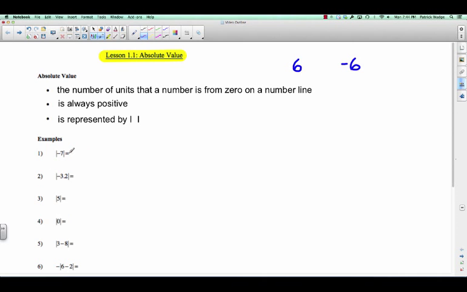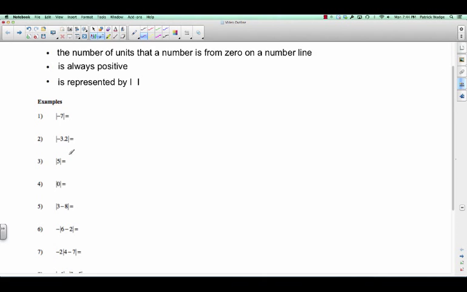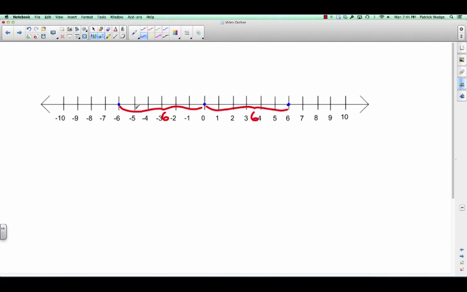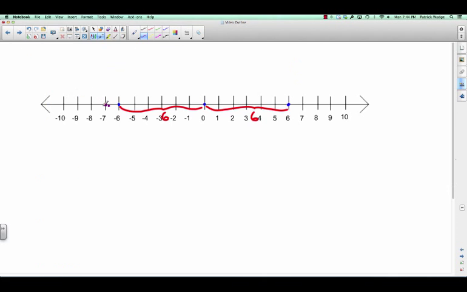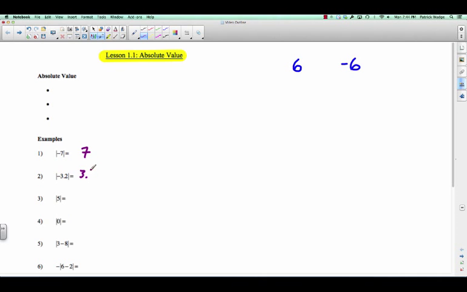The first question here is the absolute value of -7. So you're asking yourself, how many units is -7 away from 0 on a number line? Well, if you think of that number line, -7 is 7 units away from 0. So the absolute value of -7 is 7. How about the absolute value of -3.2? Well, you can think of the number line again if you want. -3.2 is around there. What's the distance from there to 0? It's 3.2.